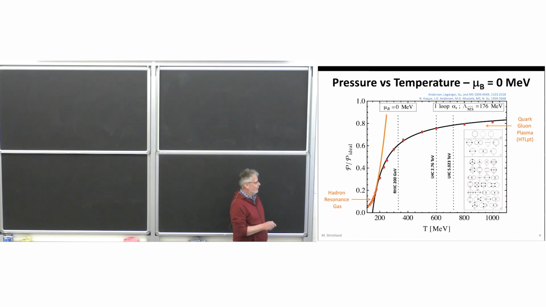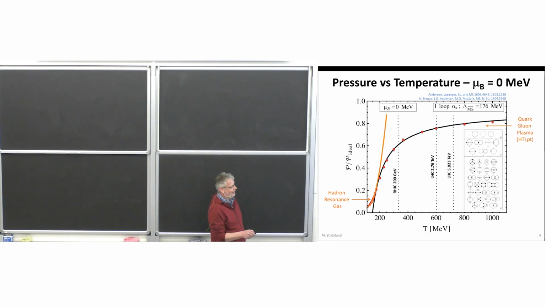This is a plot of the pressure measured in lattice QCD, scaled by an ideal gas of quarks and gluons. In an infinite temperature system, this should go to 1, which is the Stefan-Boltzmann limit. This is the phenomenological range of temperatures that we're dealing with these days. This is where RHIC initial collisions are. This is where the first LHC energy was, and this is where the highest LHC energies are.